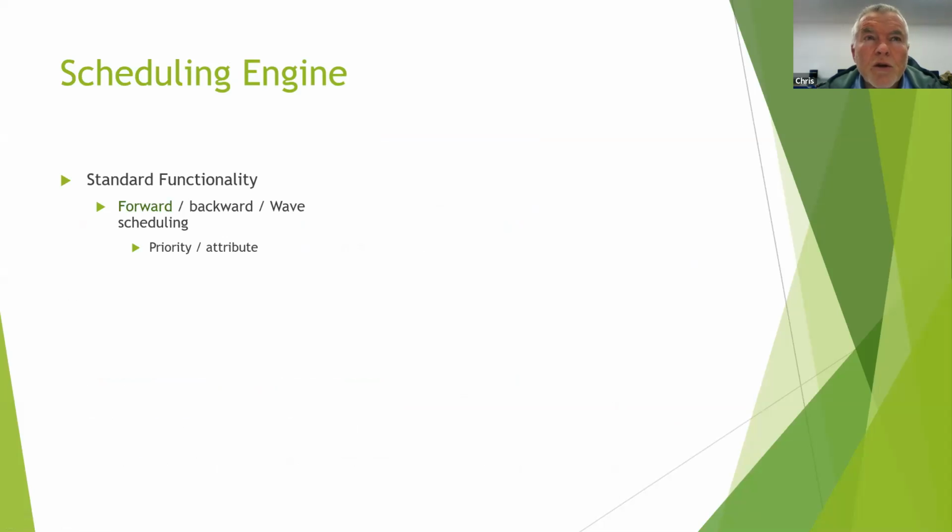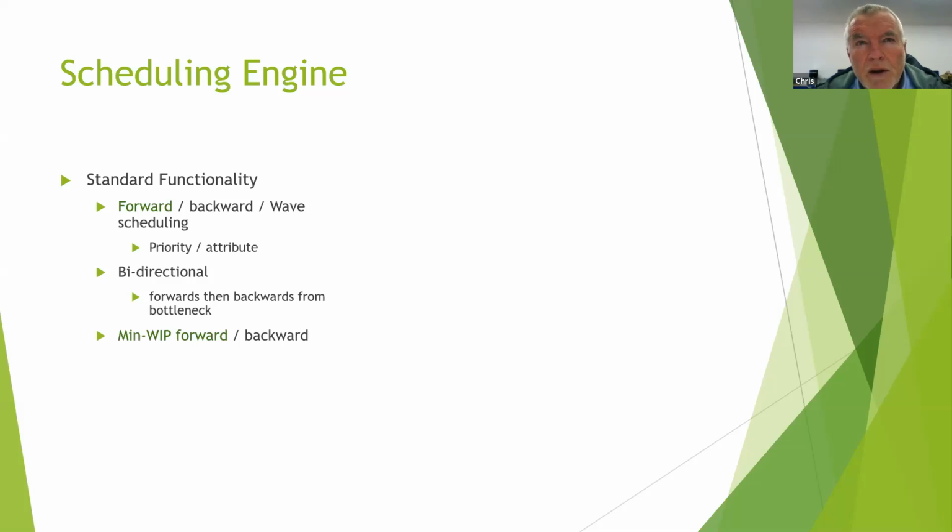Wave scheduling is: schedule all the production orders for which I've got customer orders, then schedule all the A items, and then schedule all the B items, or schedule all the C items, and so on. So that's wave scheduling. Do it by priority or by attribute, or by directional scheduling: schedule forward to the bottleneck and then schedule backwards from the bottleneck so that I don't start work too soon. And that's very equivalent to a minimum working process, which I'll show you in a minute.